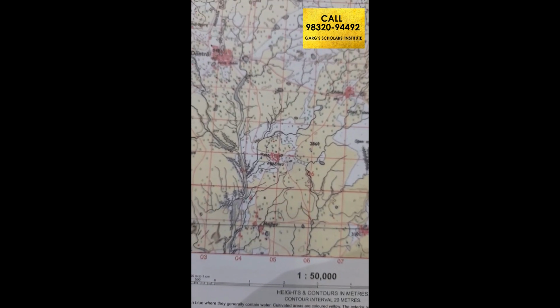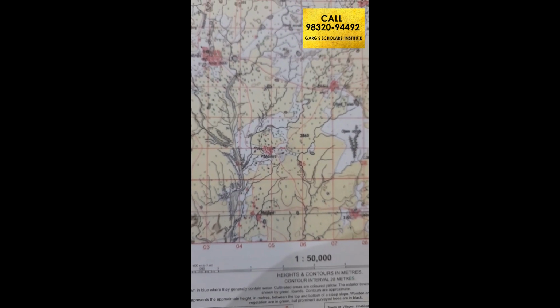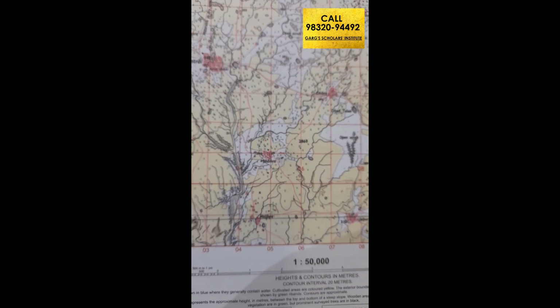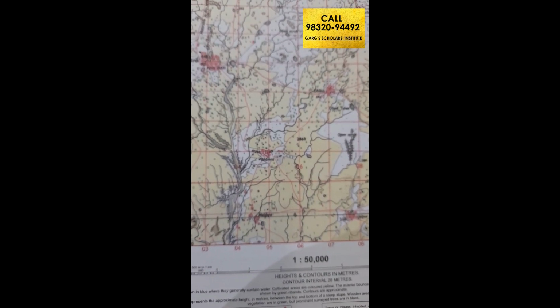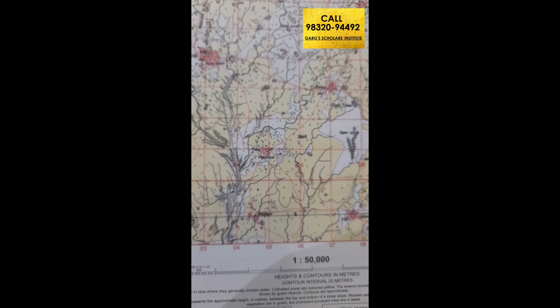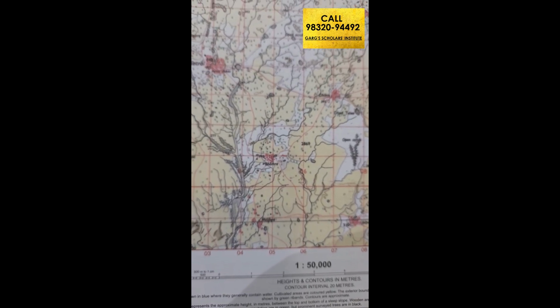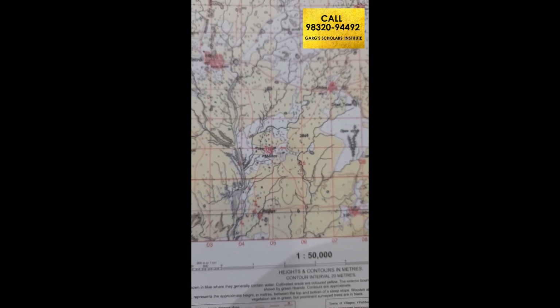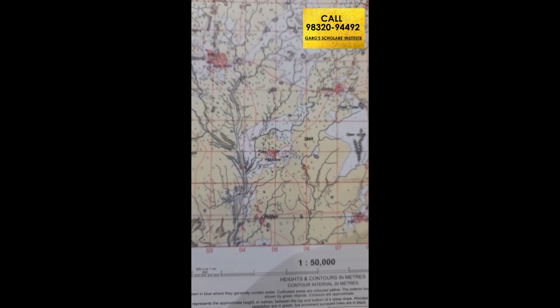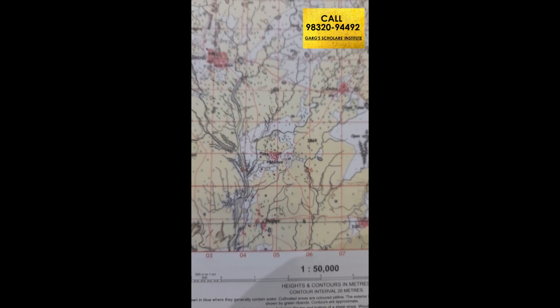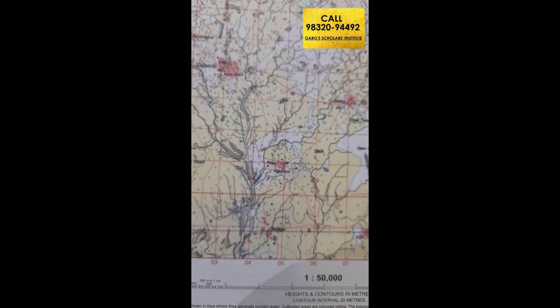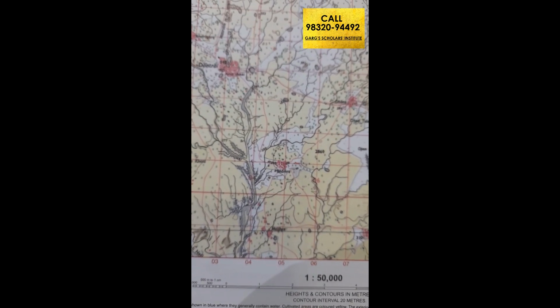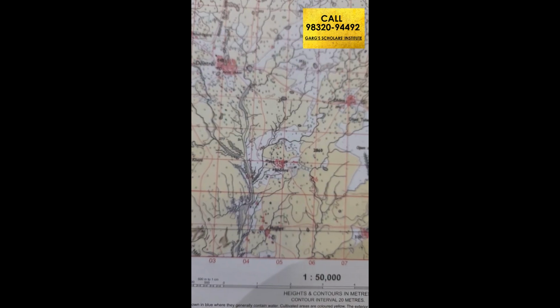Now the next question: what is meant by contour interval? Contour lines are drawn and numbered at regular intervals of 20 meters. This interval or gap between two consecutive contour lines is the contour interval. And what is the contour interval of the map given to you? Very simple. It is 20 meters. Don't forget, you have to write 20 meters.